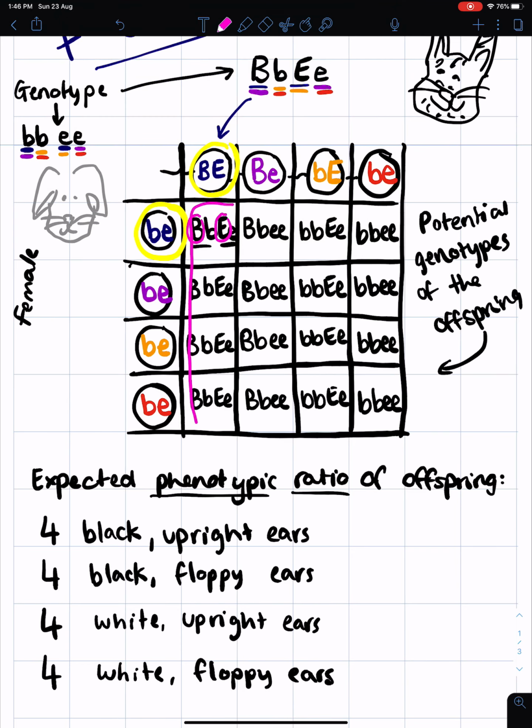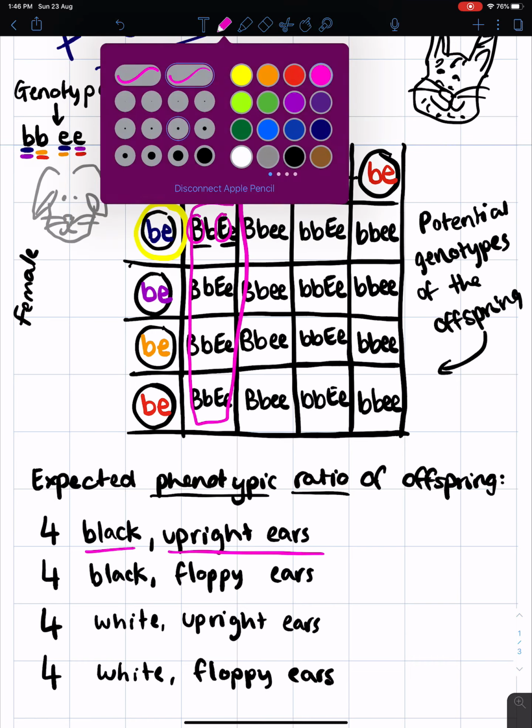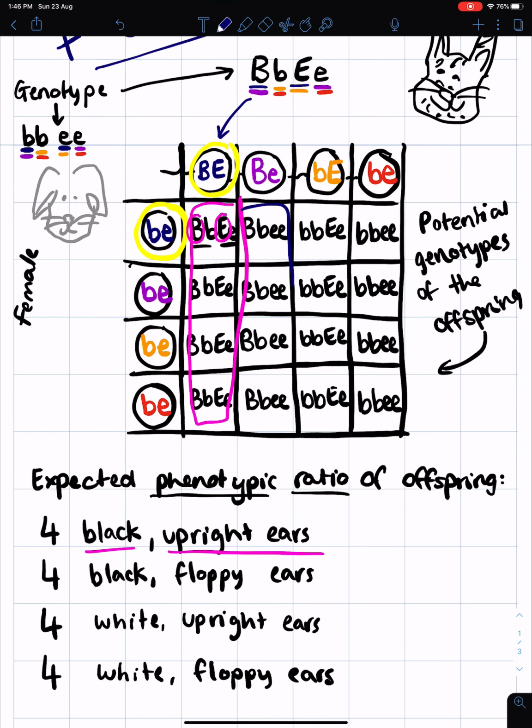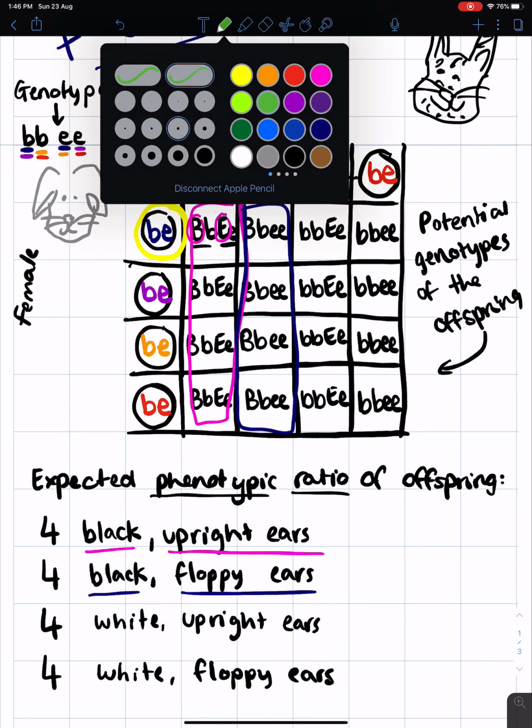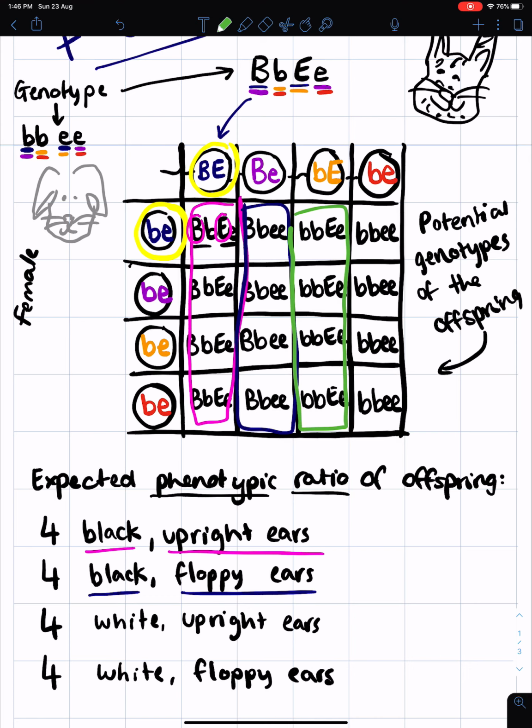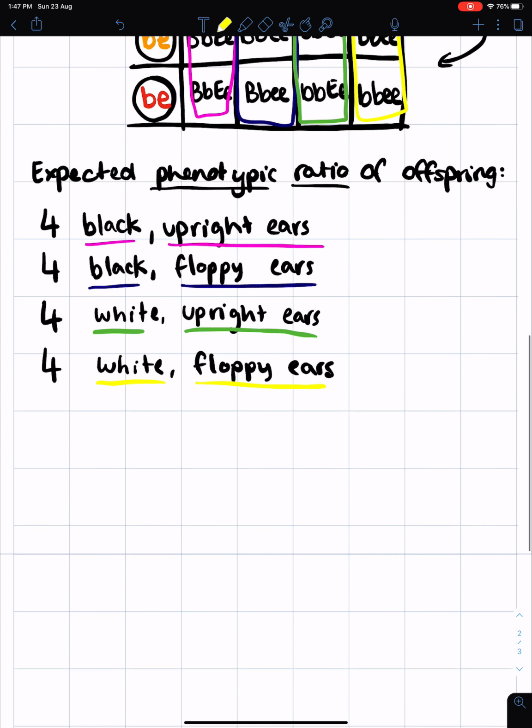I'll just show you where I'm reading this from. This is my first column, black with upright ears. This is my second column, black with floppy ears. Third column, white with upright ears. And then finally, white with floppy ears. That is your phenotypic ratio, and that's exactly how you would have to write it as well, being super clear on what they are going to look like for both of those genes.